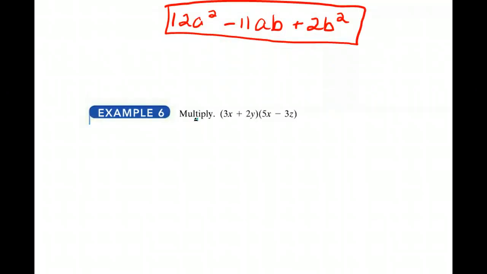Example 6, I would like for you to try on your own. Please go ahead and try this one. Please pay attention to positive and negative signs. As soon as you're finished, please press play and we will review the answer together.